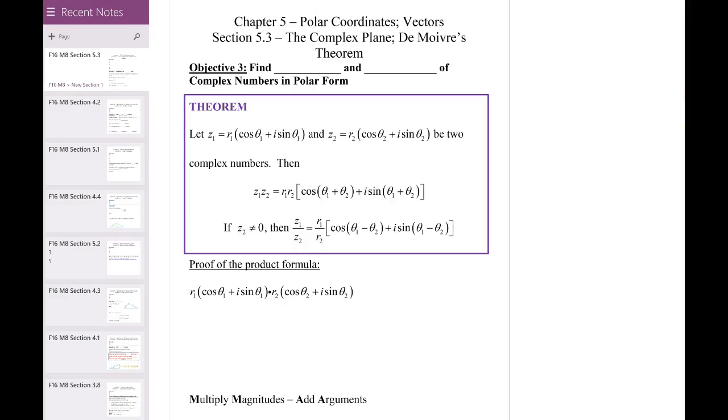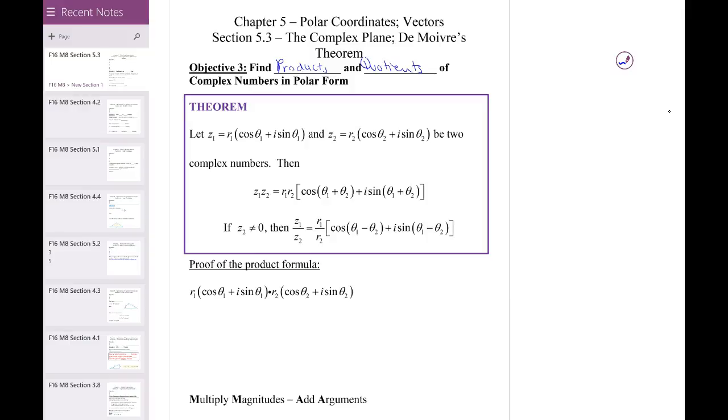Okay, so let's continue on to objective 3, and that's going to be to find products and quotients. So you're going to see more about the usefulness of the polar form. We're going to find products and quotients of complex numbers in polar form. So we have a theorem that tells us how to do this.